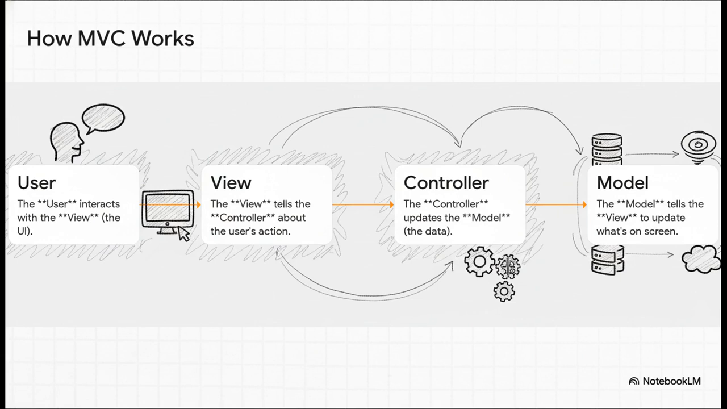So when you type a letter, the controller tells the model to update its data. The model then tells the view, hey, I've changed, and the view updates itself to show the new letter. This separation is a game changer because it means a designer can completely change the view without breaking the underlying model, which makes software way more flexible.